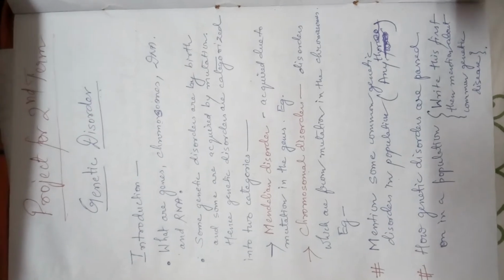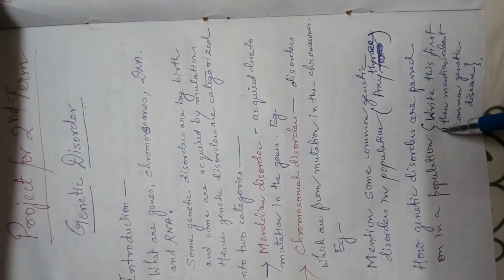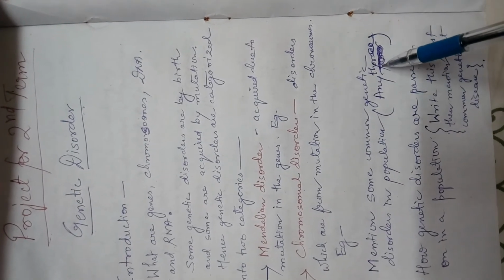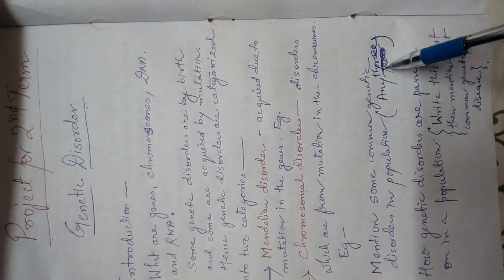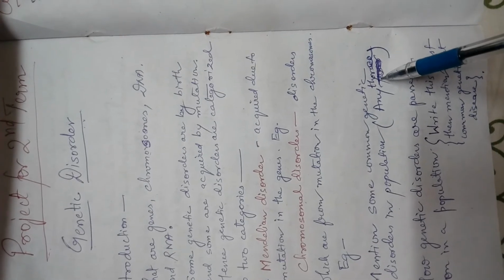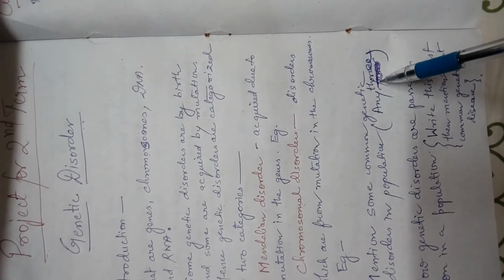After that, on the next page, you have to write how these genetic disorders are spread in a population. After mentioning this, you will enter into some of the common genetic diseases. Three of the common genetic diseases are given in your book. You can write one from there and two you have to write on your own.